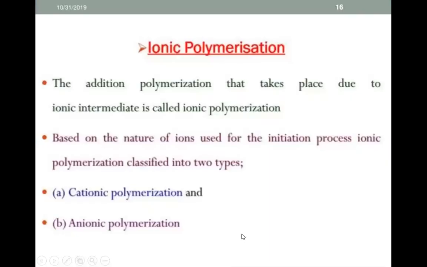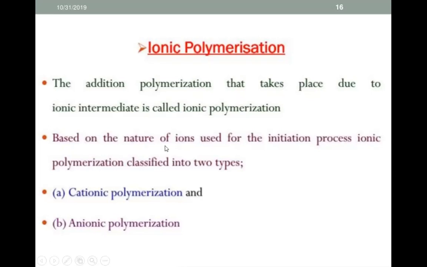Coming to the next polymerization, that is anionic polymerization or ionic polymerization. In the ionic polymerization, only two types of polymerizations will take place. We will learn about the ionic polymerization. It is the addition polymerization that takes place due to ionic intermediates. Some sort of intermediates will be formed during the process of the reaction. If those intermediates are ionic, then the type of polymerization that takes place is the ionic polymerization.